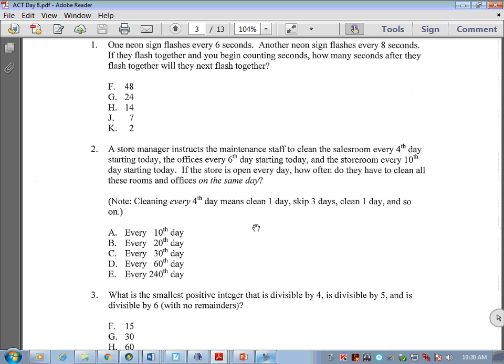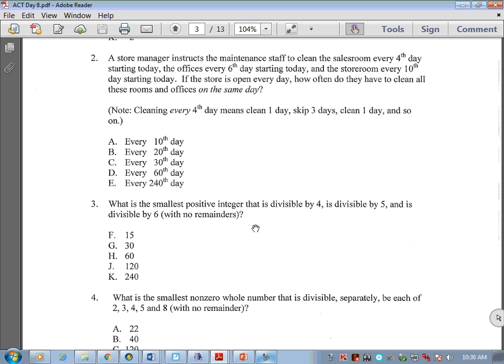So you're looking for the smallest number that both will go into. 6 goes into 6, but 8 won't go into it. Then 6 goes into 12, but 8 won't go into that. 6 goes into 18, but 8 won't go into that. 6 goes into 24, and 8 will go into 24. Boom, I'm there. Granted, sometimes they're going to give you 3 numbers.